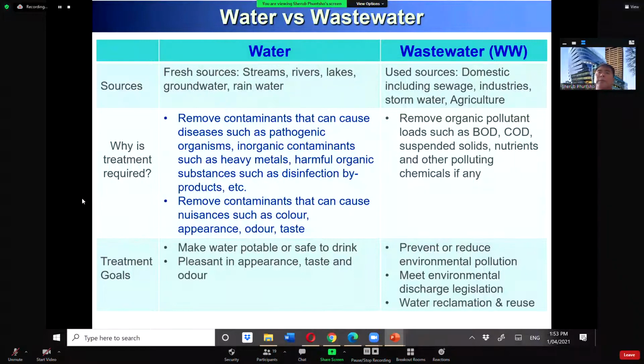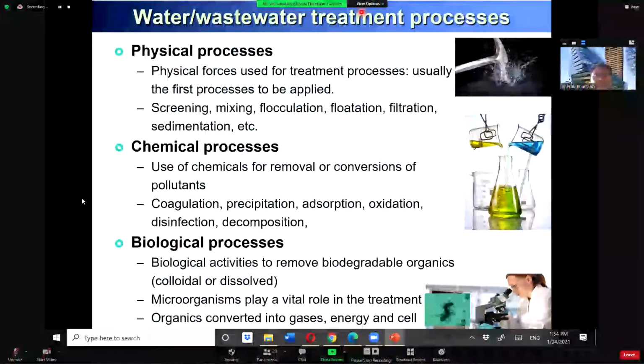In some cases, treatment can be further advanced. Advanced treatment is applied in order to use the water for various purposes. Okay, so if they want to reuse the water for various purposes, then they have a different kind of additional treatment as well. So we know there are three main processes for water and wastewater treatment: physical process, chemical process, and biological process. These are the three main categorizations of the treatment processes.